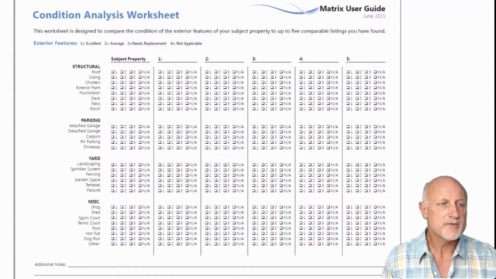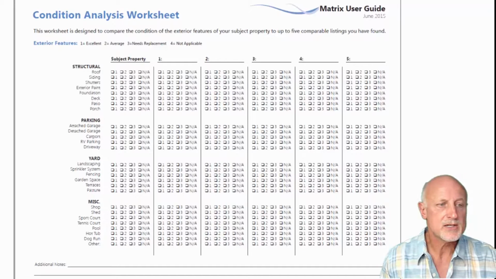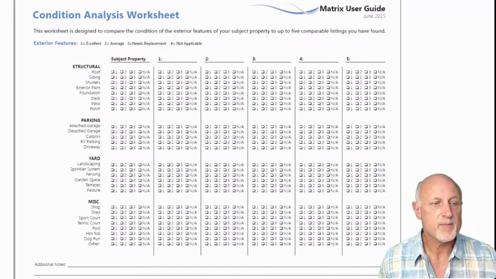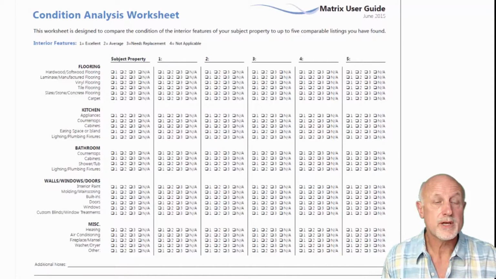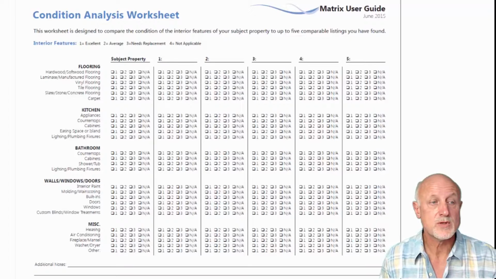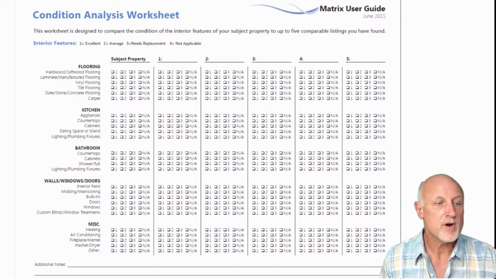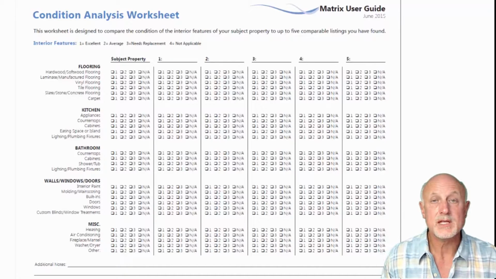So we look at the roof, the siding, the shutters, we look at the parking, the attached garage or detached garage. We're looking at the landscaping, we're looking at all kinds of miscellaneous features, and then we're also looking at the flooring, the kitchen appliances, the bathrooms, countertops, the cabinets, the walls, the windows, the doors, the trim work, the quality, or I should say the condition of all of that, as well as the heating systems.